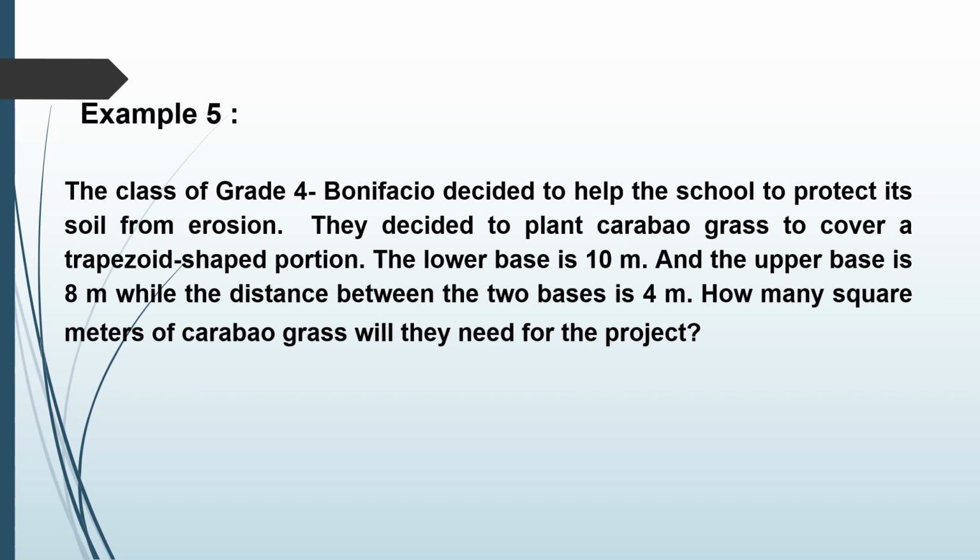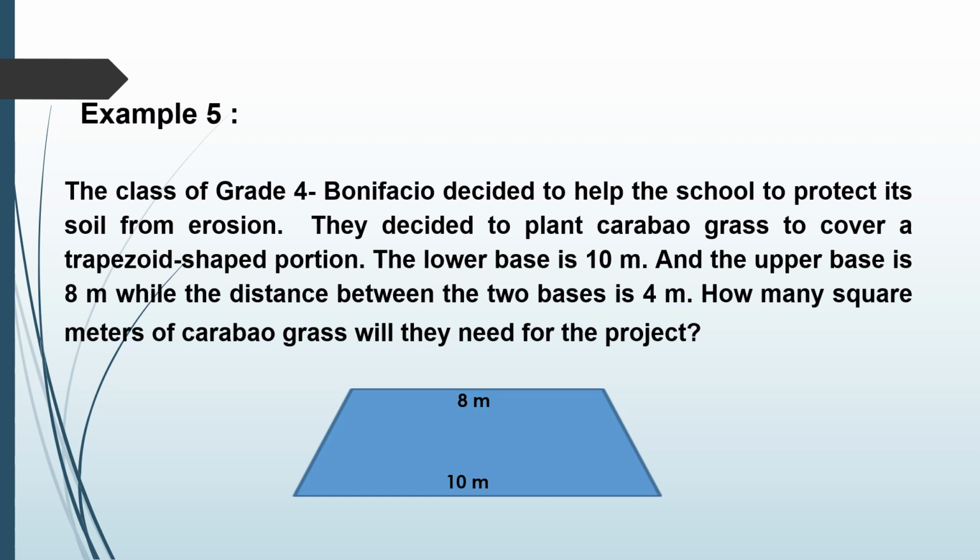They decided to plant carabao grass to cover a trapezoid-shaped portion. The lower base is 10 meters and the upper base is 8 meters, while the distance between the two bases is 4 meters. How many square meters of carabao grass will they need for the project?